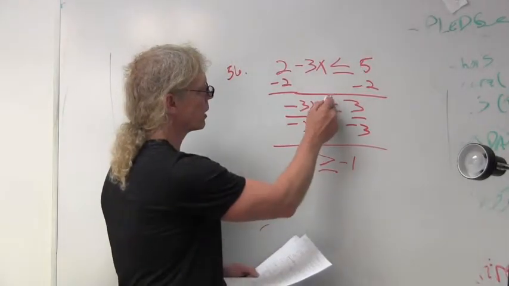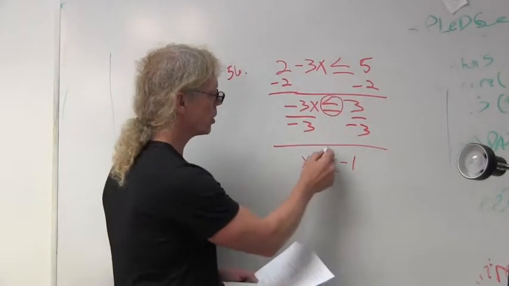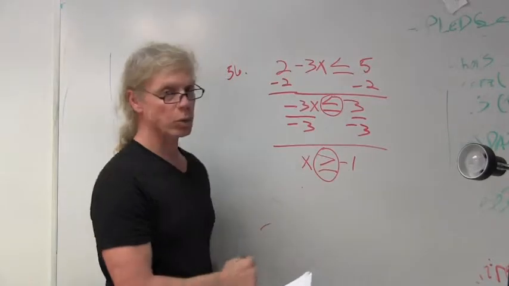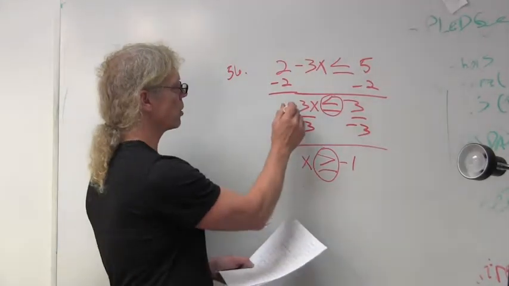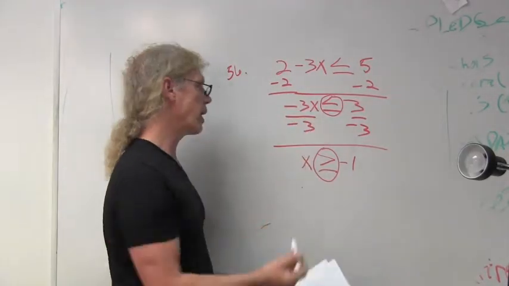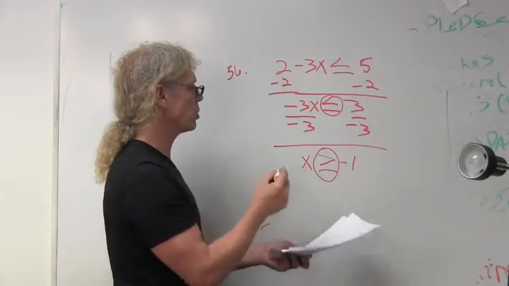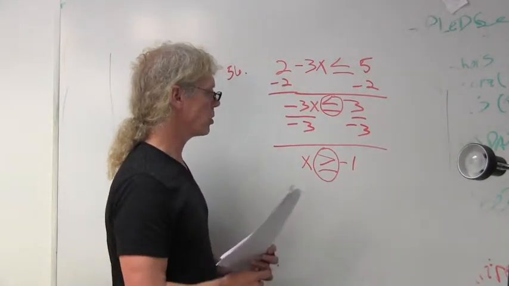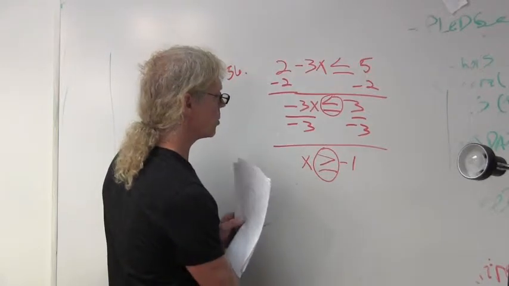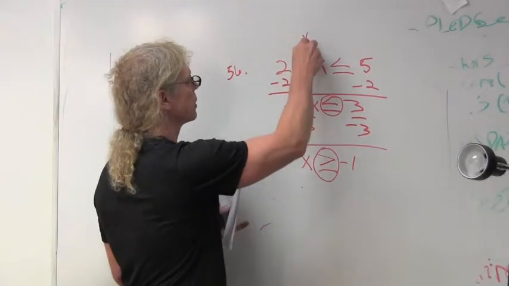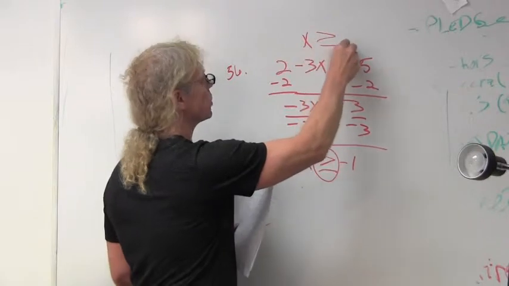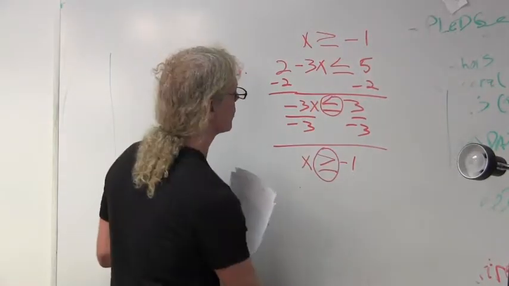So we went from a less than or equal to a greater than or equal to, simply because we had to divide by a negative number so that we can turn x into x is greater than or equal to. Okay? So now we have x is greater than or equal to negative 1.